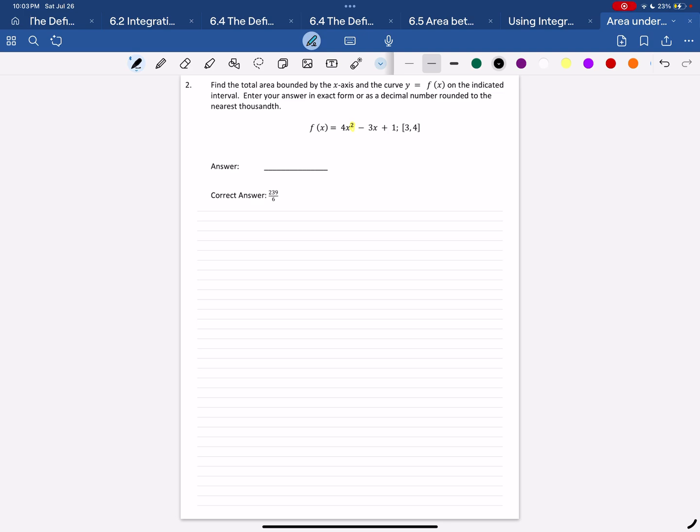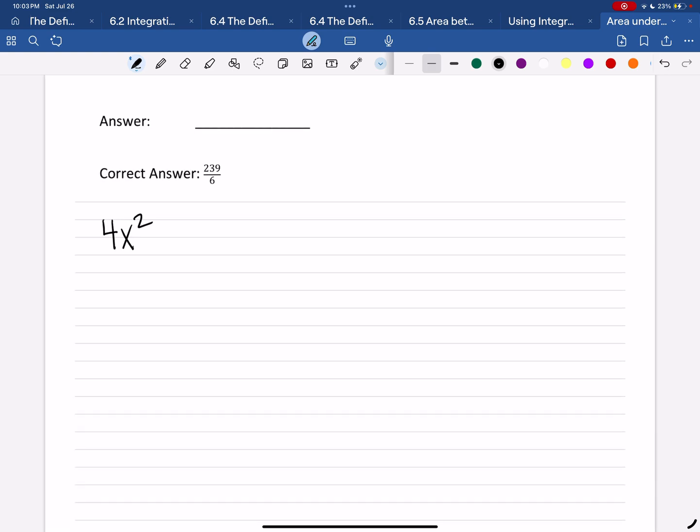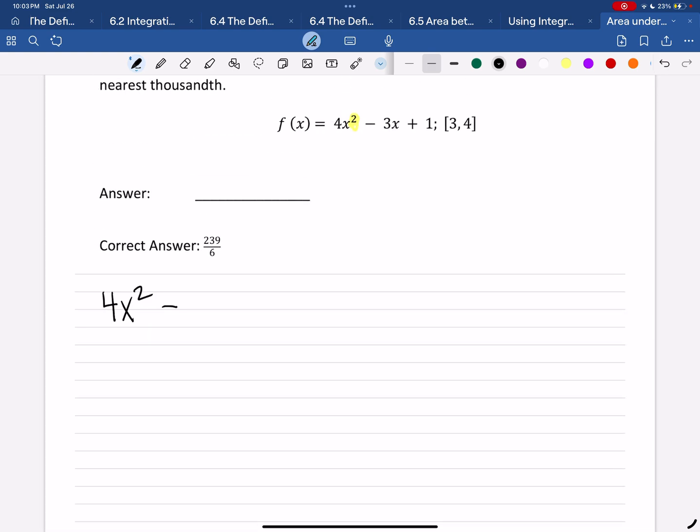In order for it to change from a positive, which is above the x-axis, or a negative below, it has to first equal 0. So I want to see where 4x squared minus 3x plus 1 equals 0. Now this one will not factor. You might not recognize that at first, but it will not. So I'm going to use the quadratic formula.